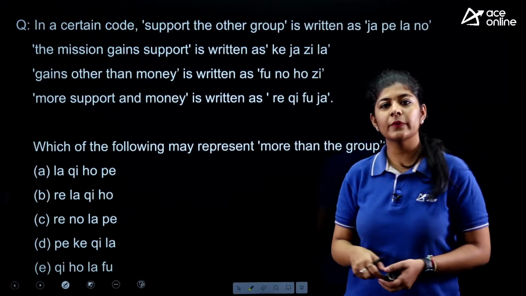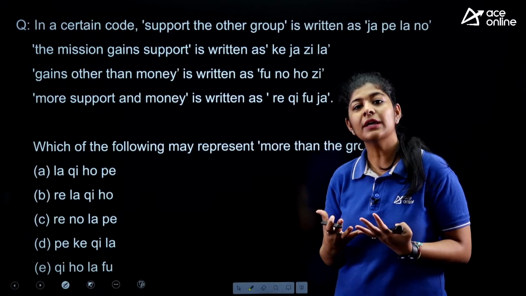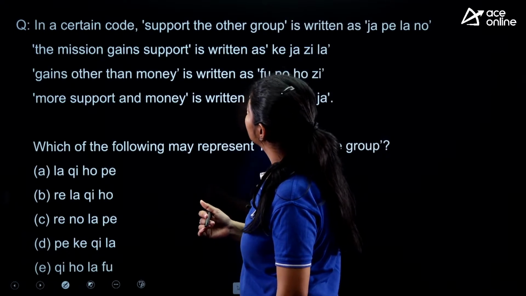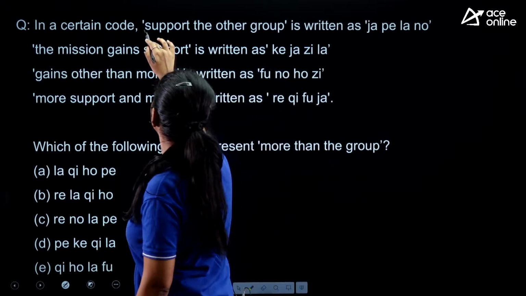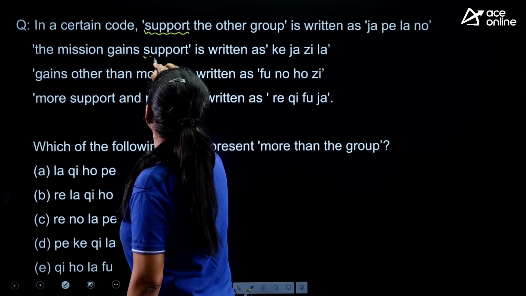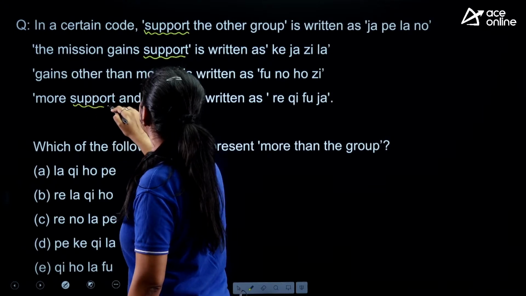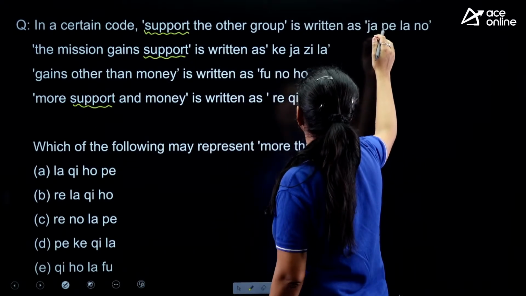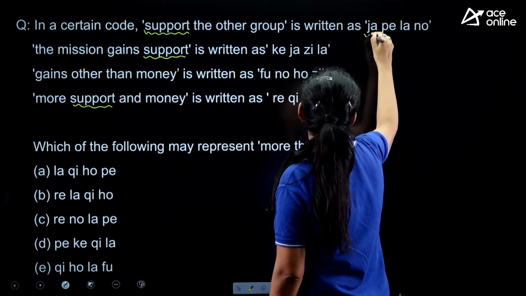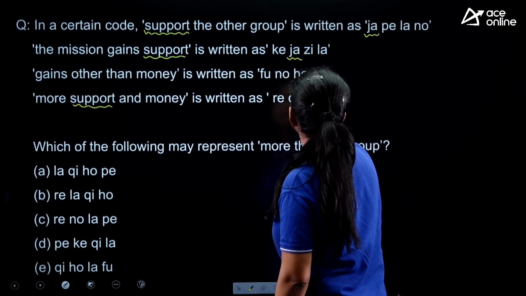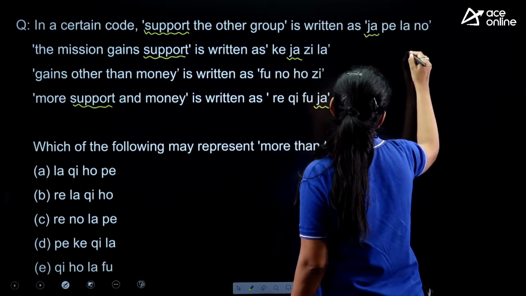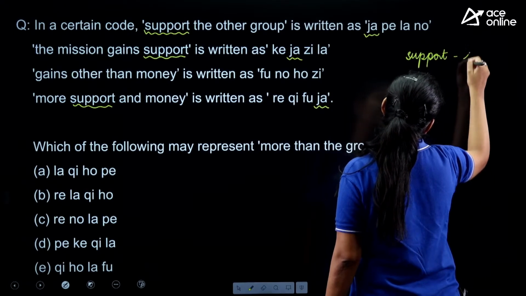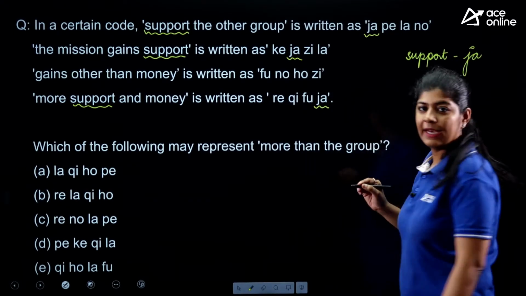So first we simply focus on the most common data. As we are reading it, I am having the word support, support and support, right? So the common code that we are having for support is JA. For support we have the code JA, right?